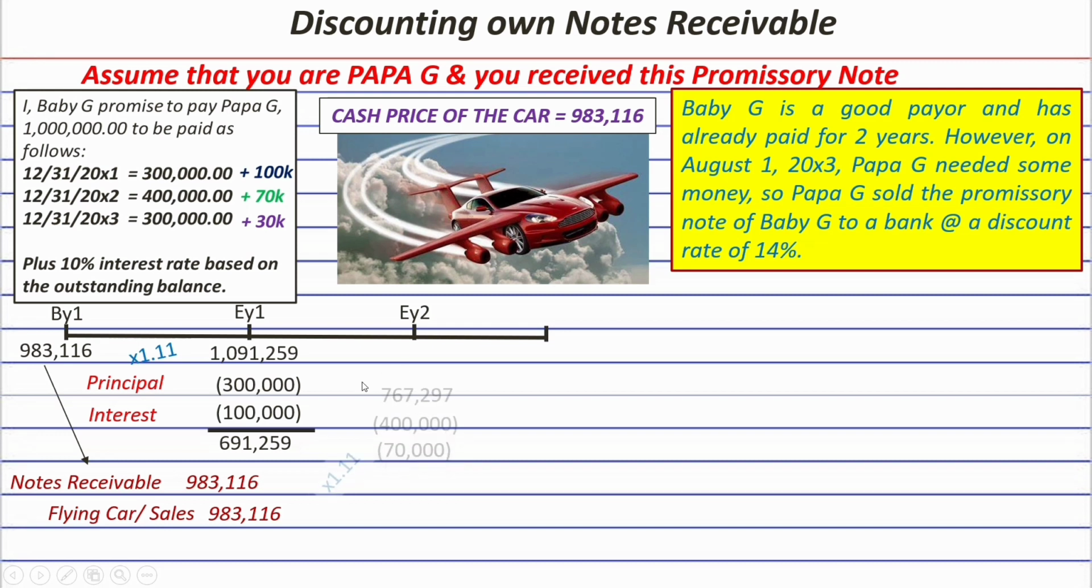Okay? Now, before we make entries, let's continue to year 2. So, 691,259 times 1.11 equals 767,297. And then, minus 400,000, which is the second principal payment, and 70,000, the second interest payment, equals 297,297. So, that's the timeline up to the end of year 2.